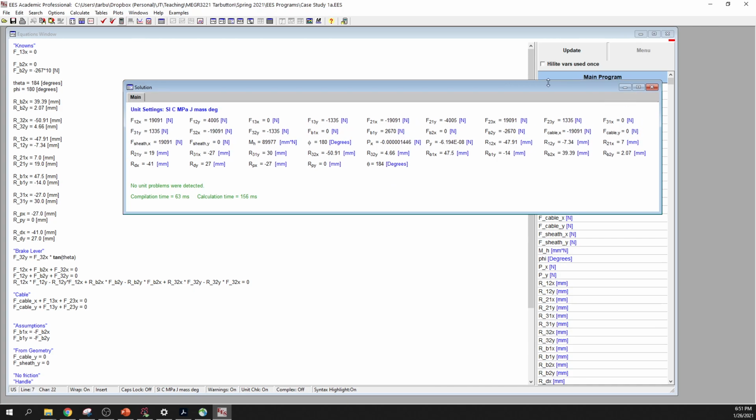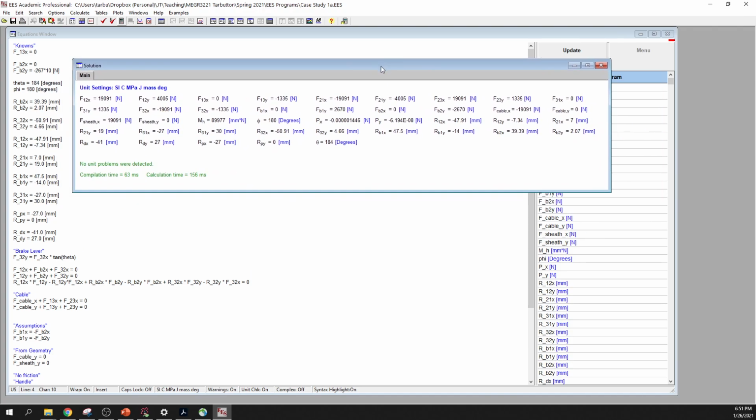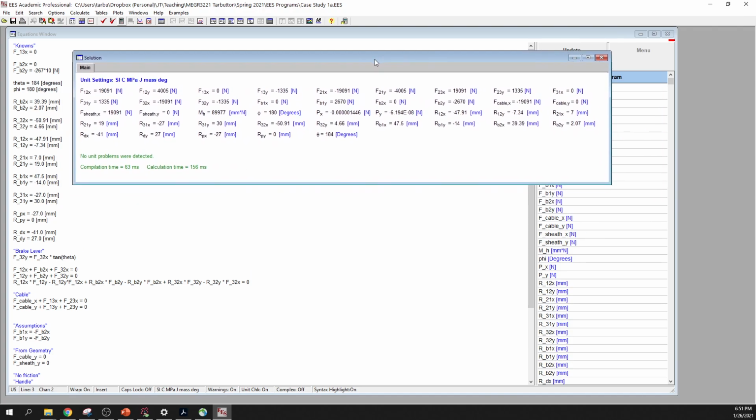Okay, so I highly encourage you to just get into EES, use it to solve your homeworks if you want or other problems. Make sure you use your units. It does take a little bit of getting used to. I don't claim to be an expert, but I definitely know that it's a useful tool.